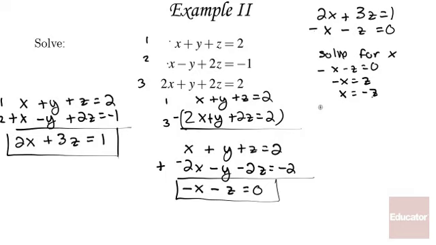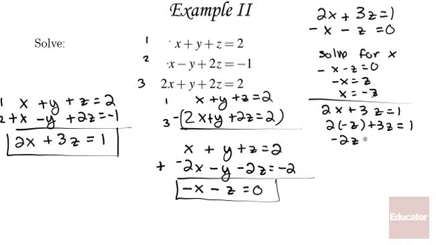Okay, that gives me 2x plus 3z equals 1, and let x equal negative z. So 2 times negative z plus 3z equals 1. That's negative 2z plus 3z equals 1. Combine these two like terms to get z equals 1. Now I've got my first value. Okay, so I know that z equals 1, so I'm on my way.